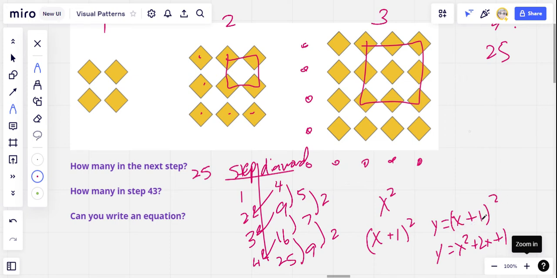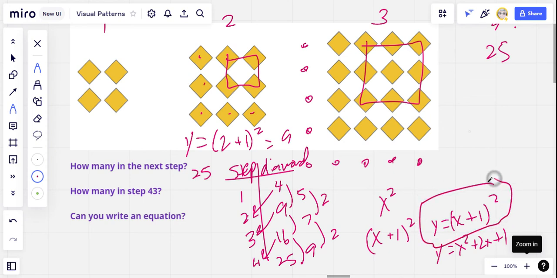Well, let's test this and make sure it's working. If y equals (x plus 1) squared, in step 2 it would be 2 plus 1 squared. Yeah, 2 plus 1 is 3, squared is 9. If we did that here, we'd take step 3, add 1, that'd be 4 squared. Yeah, that would be 16. So I think this looks like a good equation. We'll jot that down: y equals (x plus 1) squared.